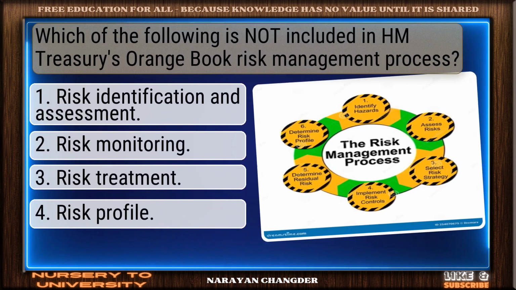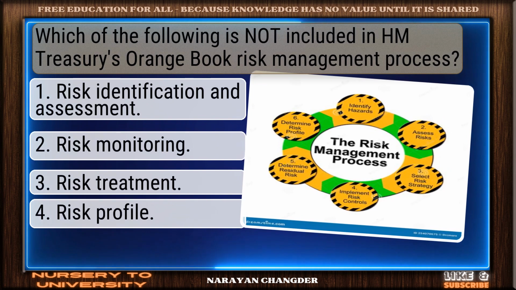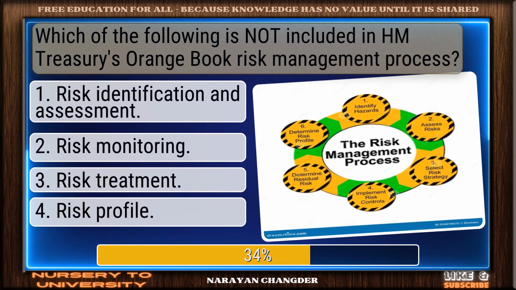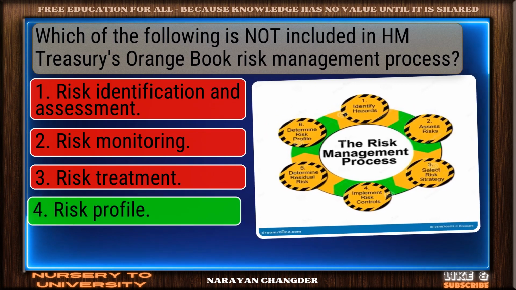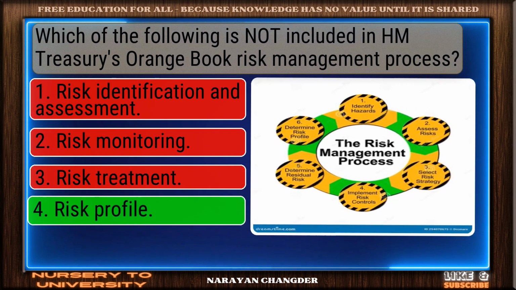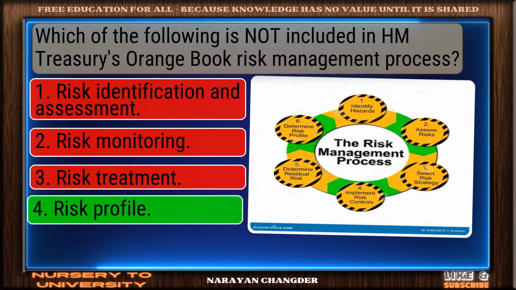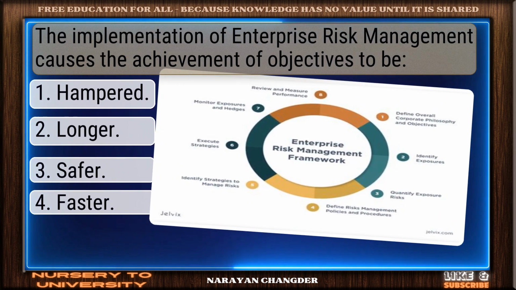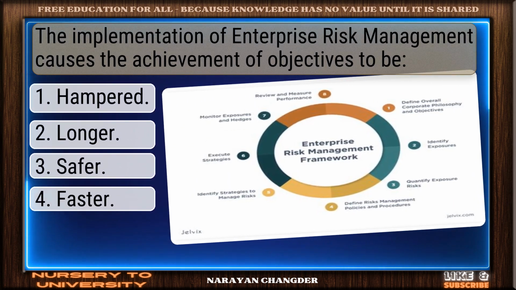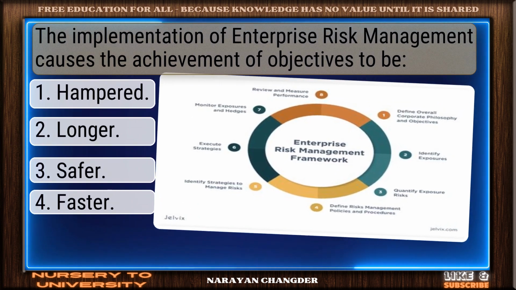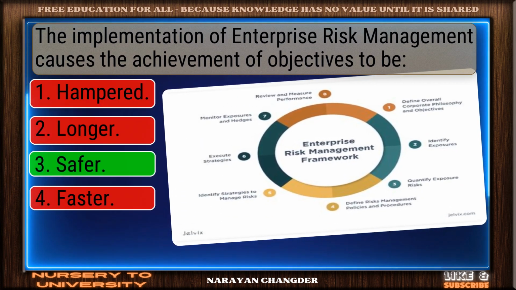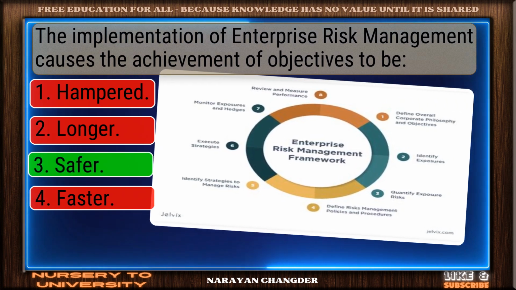Which of the following is not included in HM Treasury's Orange Book risk management process? Good job. Your answer, risk profile, works well here. The implementation of enterprise risk management causes the achievement of objectives to be... Good thinking. Safer is the right answer.